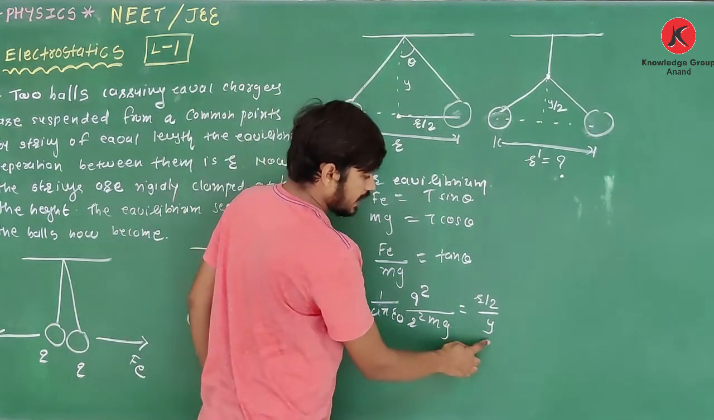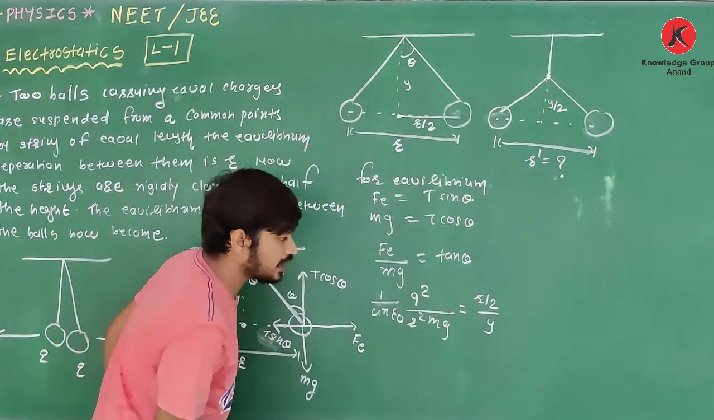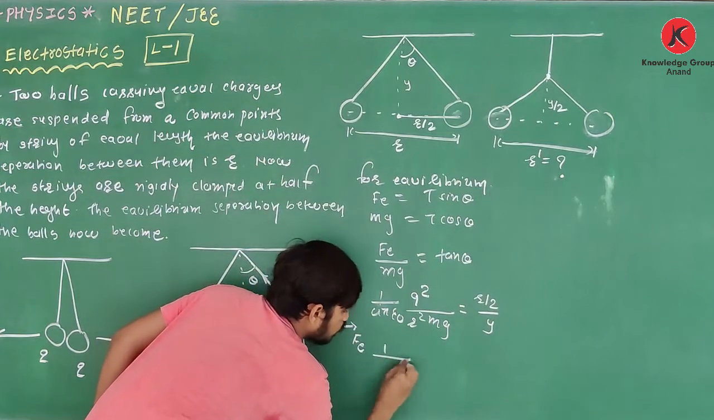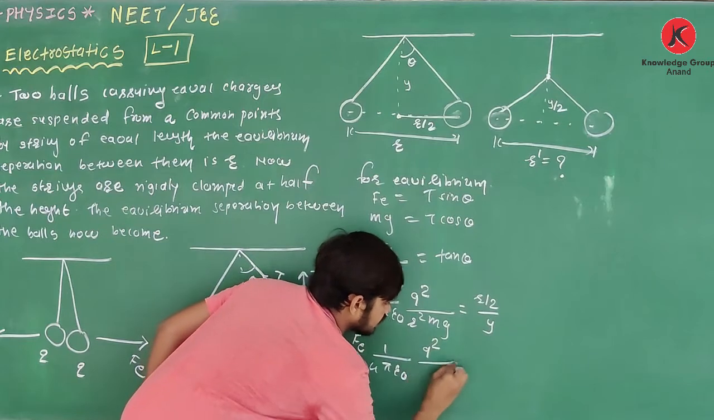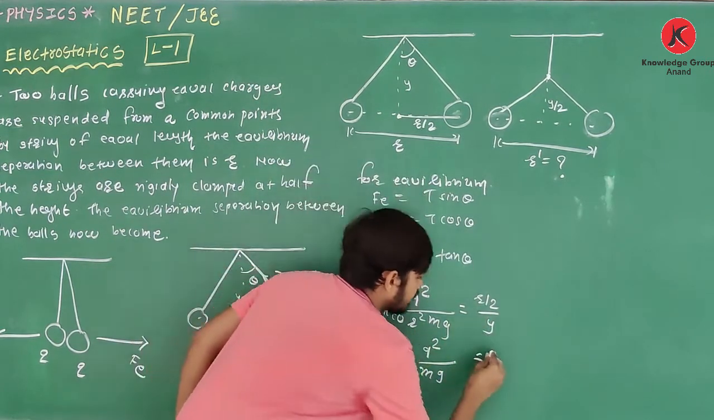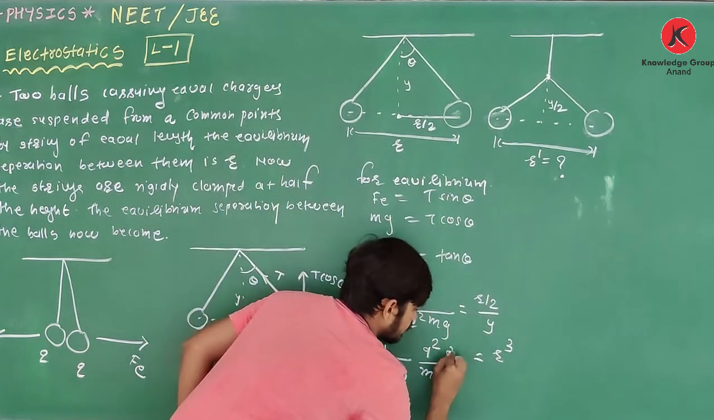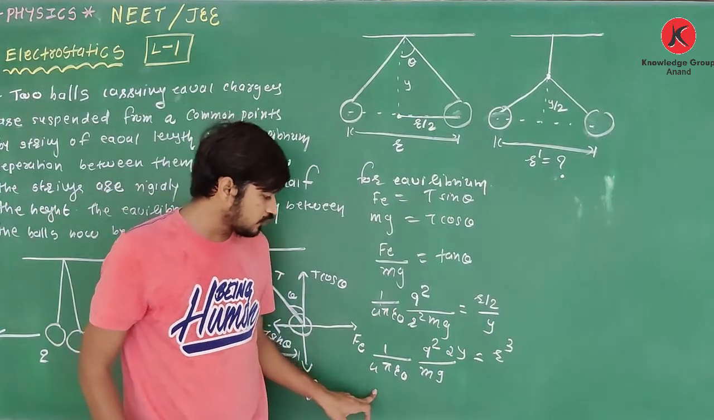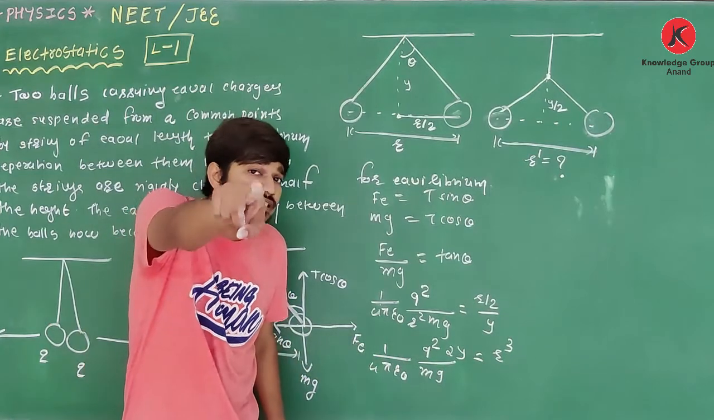So if I make r the subject, see how. Here it is 1 upon 4 pi epsilon 0 as it is, Q square as it is, mg as it is. R square I will bring to this side, which means r cube. 2y this side. Any doubt? So 1 upon 4 pi epsilon 0 Q square 2y upon mg is equal to r cube.